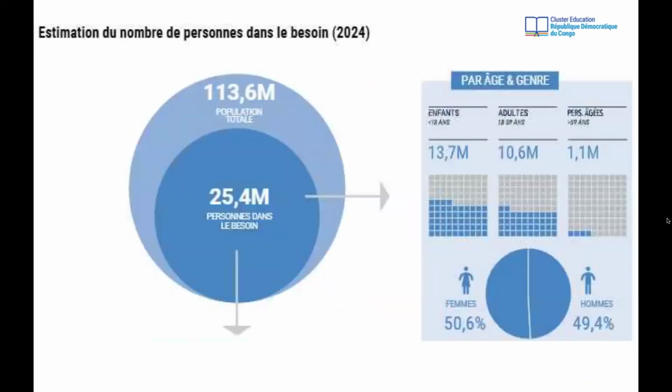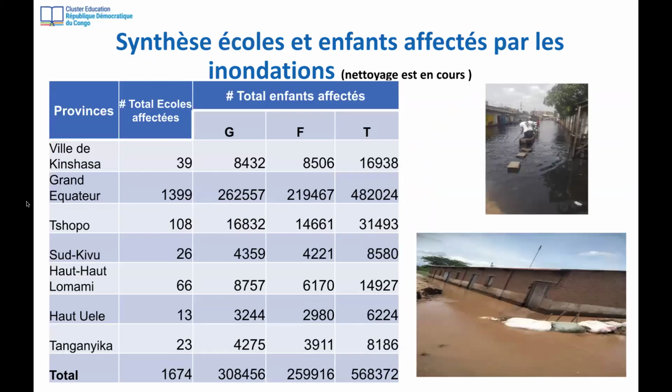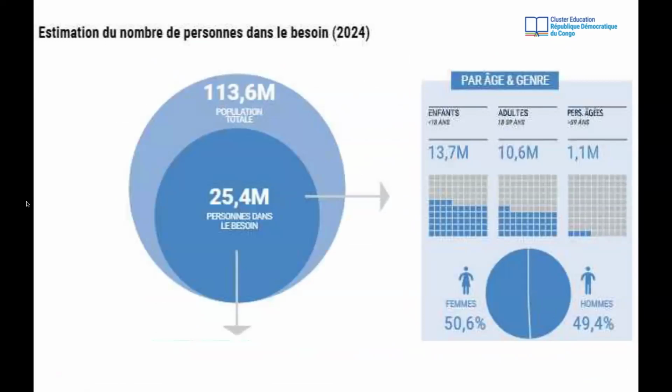The next slide really gives us the breakdown. Can you hear me? So this really gives us the breakdown per age and gender. Please, can we come back to the incidents on schools?